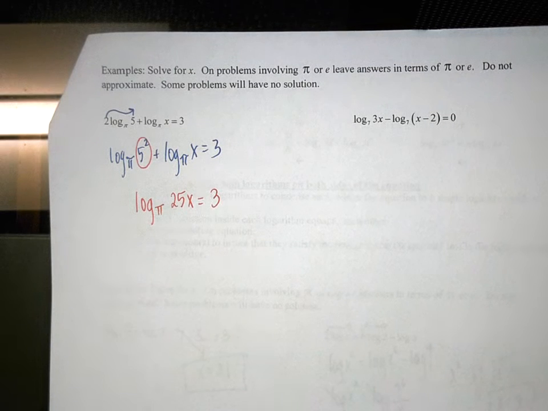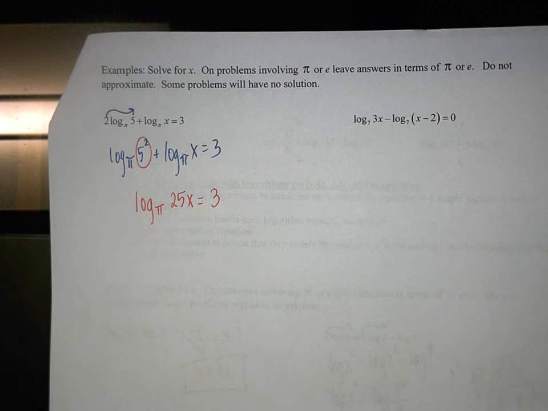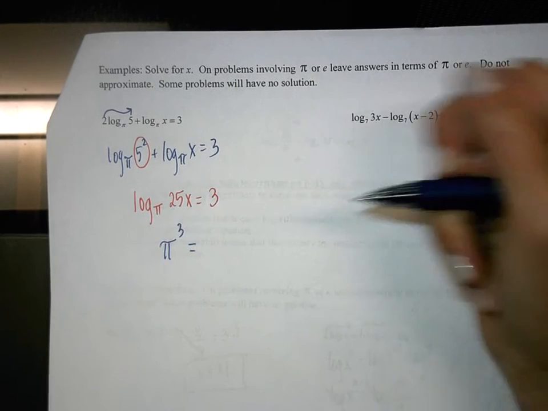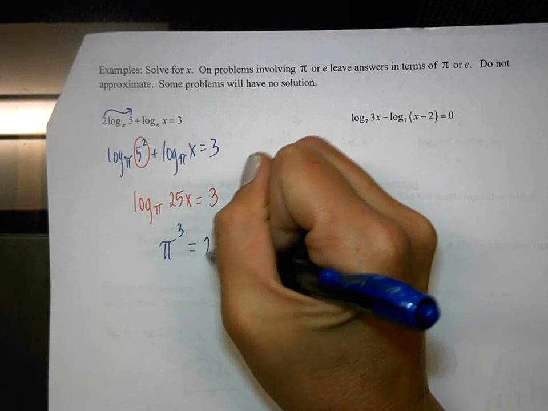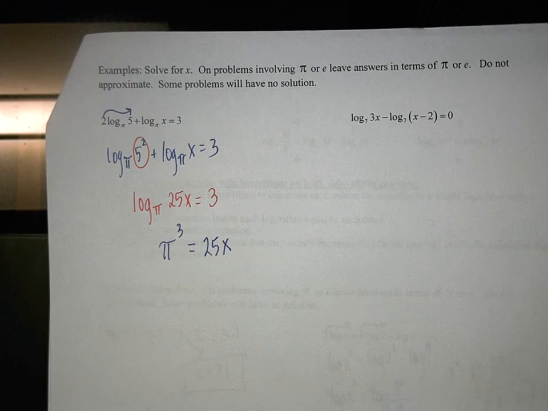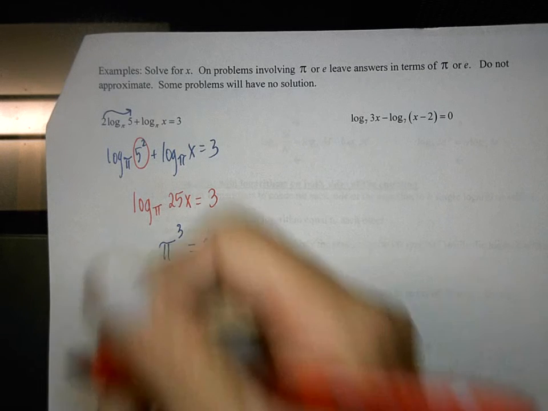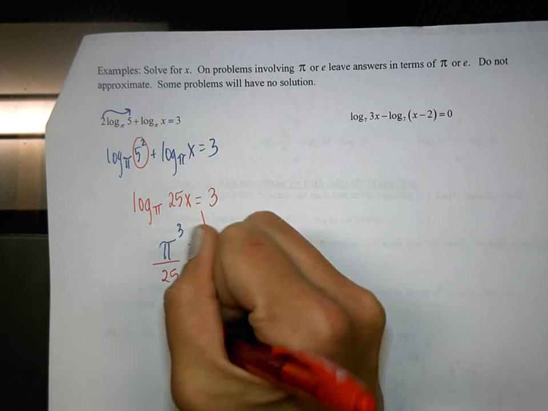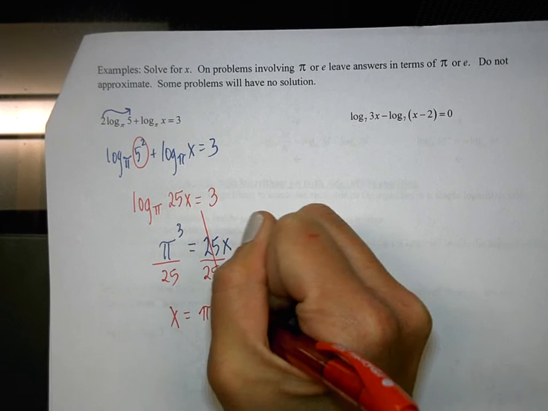Next, we'll change this to what? Exponential form. Thank you, Mr. Snyder. So we have pi to the third power equals 25x. Last step to get x by itself would be to do what? Divide by 25. So these cancel. So x equals pi to the third over 25.